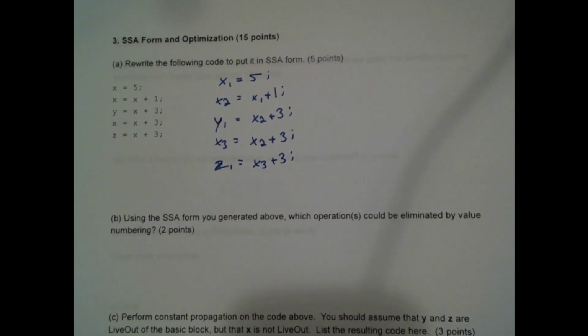Okay. So that's it. We're really just adding a number. We only assign y and z once, so they are just y1 and z1. X gets assigned 3 times, so it has 3 copies.